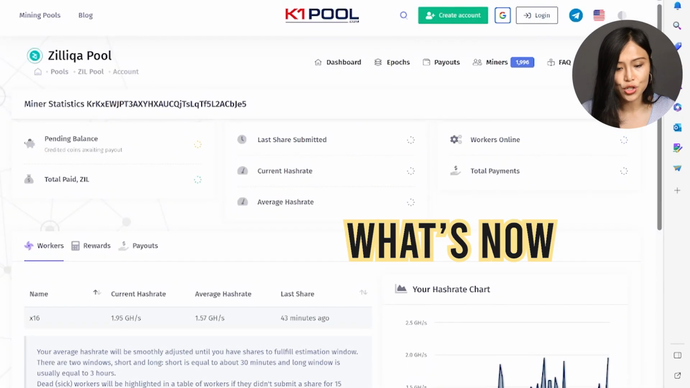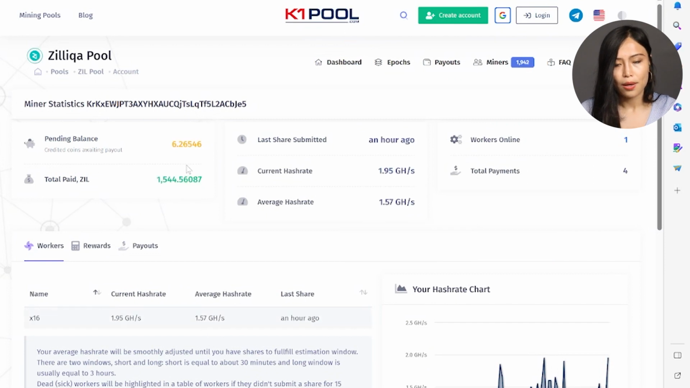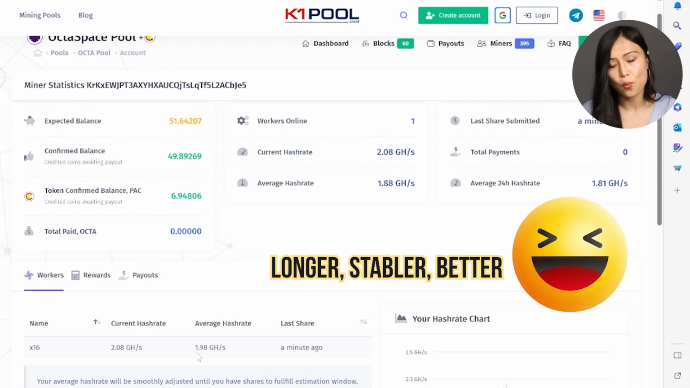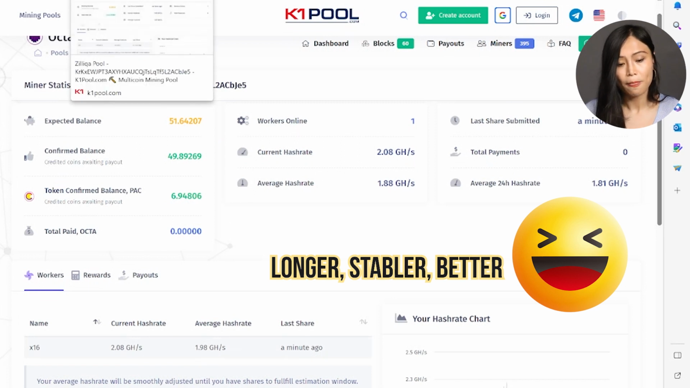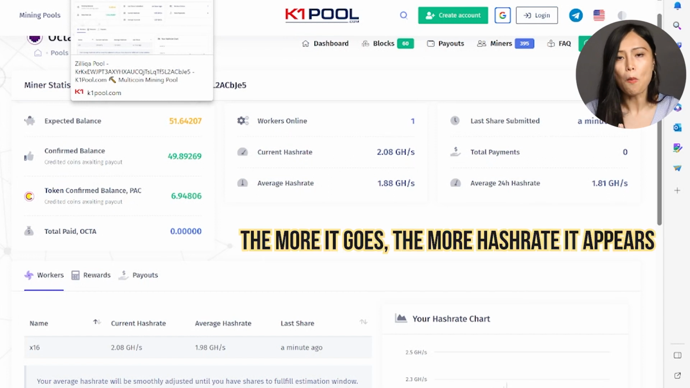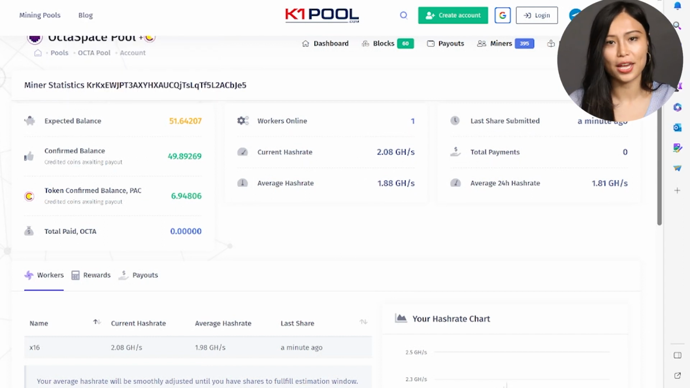Even though just now I showed you the ZIL and Octa performance, see, ZIL was still over 1.25 gigahash per second, and mining Octa, oh, it's much better than just now. It's 1.98 gigahash per second, because just now, at the beginning of the video, it was 1.97 gigahash per second. So it's increasing, as I said. There is a potential factor where the longer the Jasminer runs, the more hash rate it appears to have. Woo! Yeah, so I really hope that you can understand.